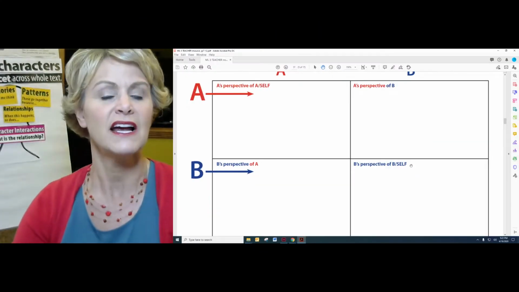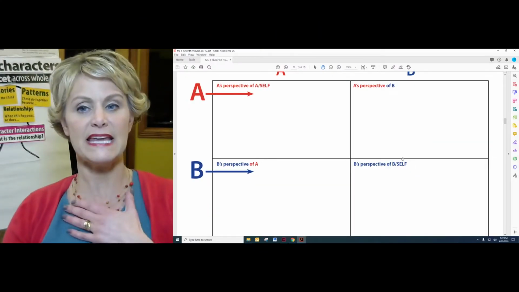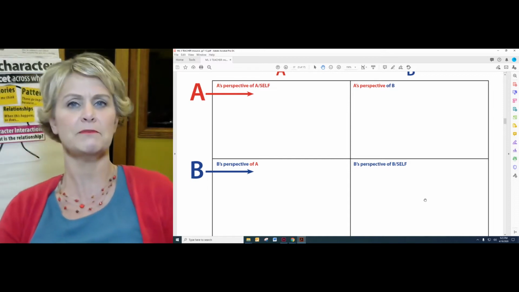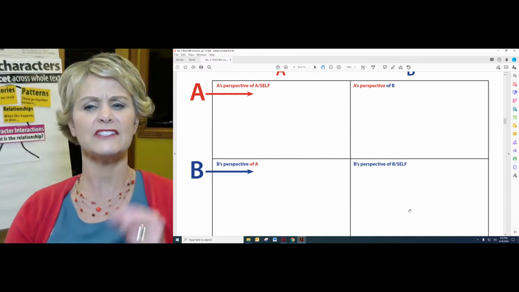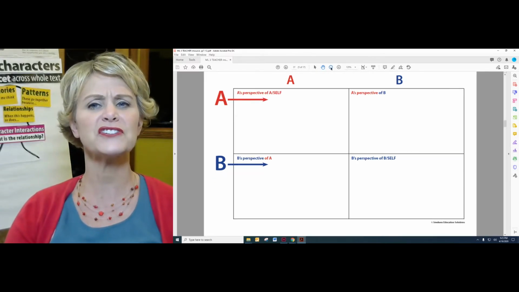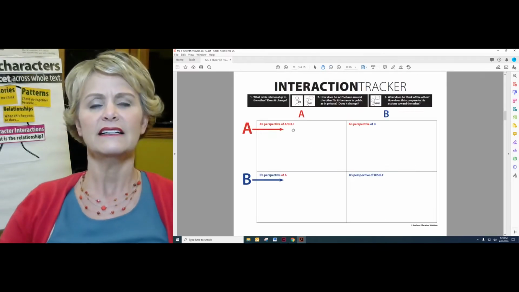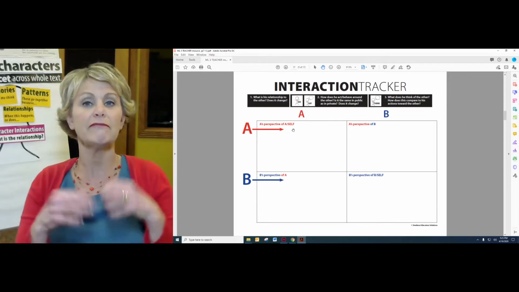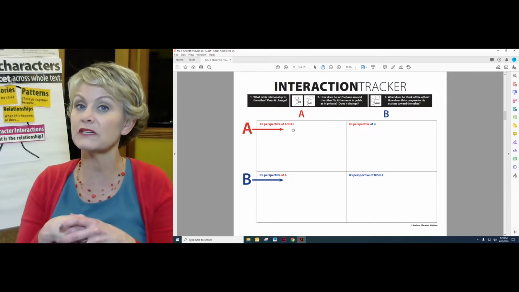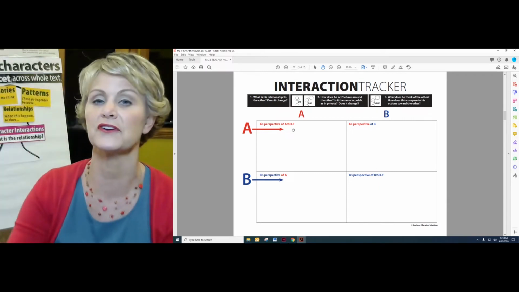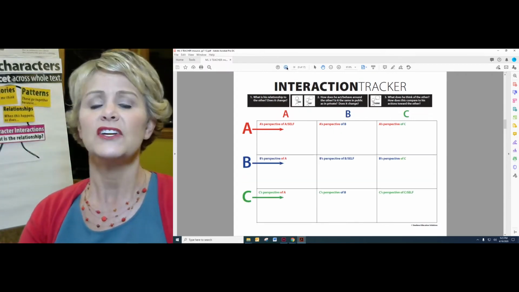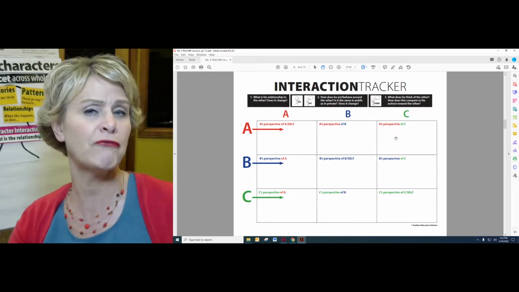And then, of course, have B think about B. What's Matthew's impression of himself? How does he look at himself? Again, just some initial thoughts. Authors aren't going to give you a lot of that perspective of yourself, but you can start to read into it a little bit. That also gives a lot of insight as we're looking at other characters. And again, you can do this with 3 characters. You can do this with 4 characters.